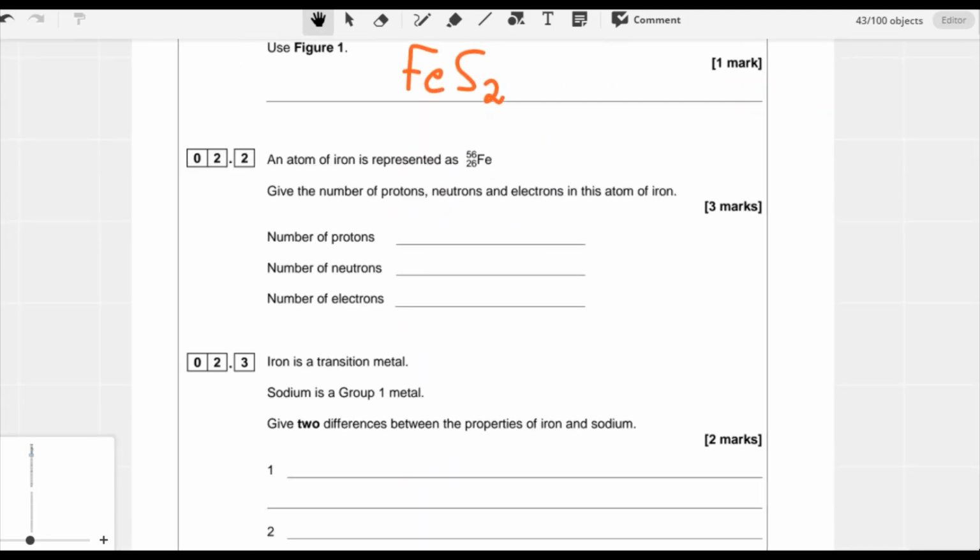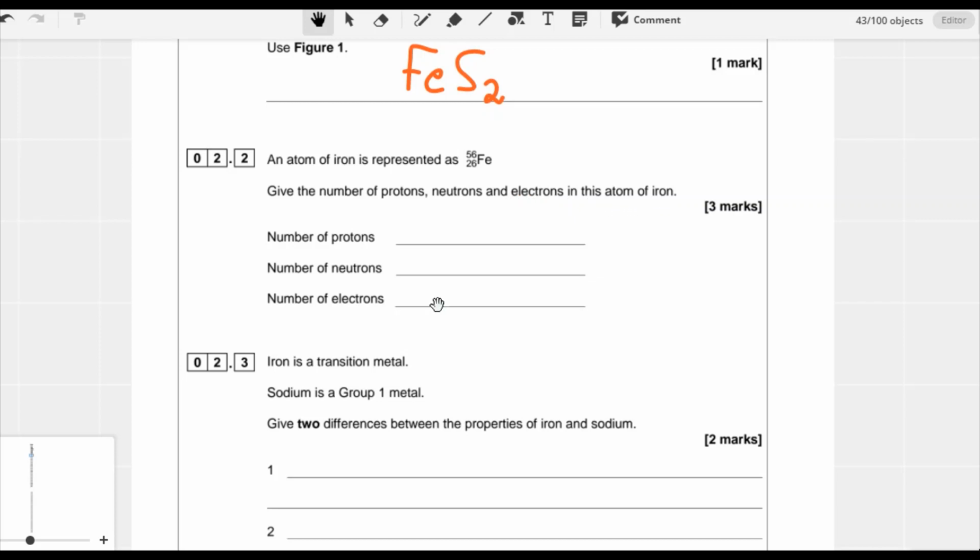Now question number 2.2. An atom of iron is represented by 56/26 Fe. So here first of all, as we know, 56 is the mass number and 26 is the atomic number. So give the number of protons, neutrons and electrons in this atom of iron.